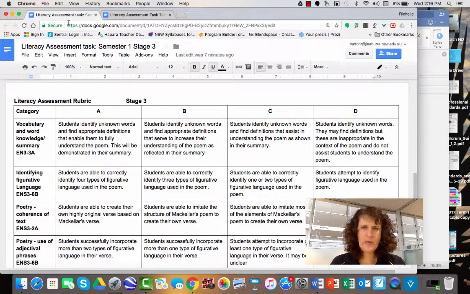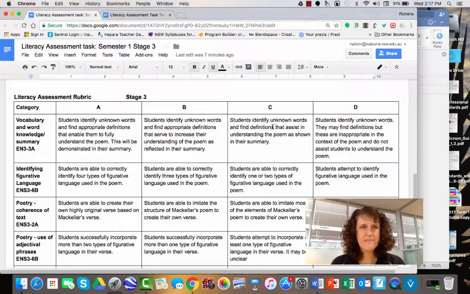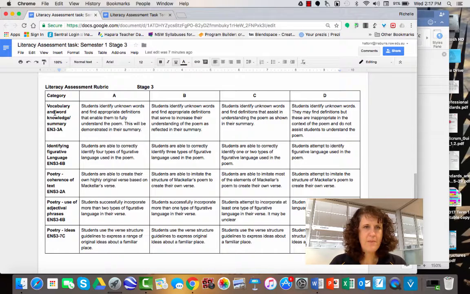I'm going to have you have a quick look at the rubric with you. So C is obviously what we're expecting you to achieve in this activity. And we're looking at these aspects here. I'm going to make it smaller so you can see the whole thing. Vocabulary and word knowledge, and your summary. That's going to tell us how you understand that. We're going to be looking at your ability to identify figurative language in the poem. We're going to be looking at coherence of text, which just means the verse that you're writing makes sense. Okay? And we're going to be looking at your use of adjectival phrases. This is something you will learn about when you study the poem. And we're going to be looking at the ideas that you've put in your poetry. So they're the different aspects.